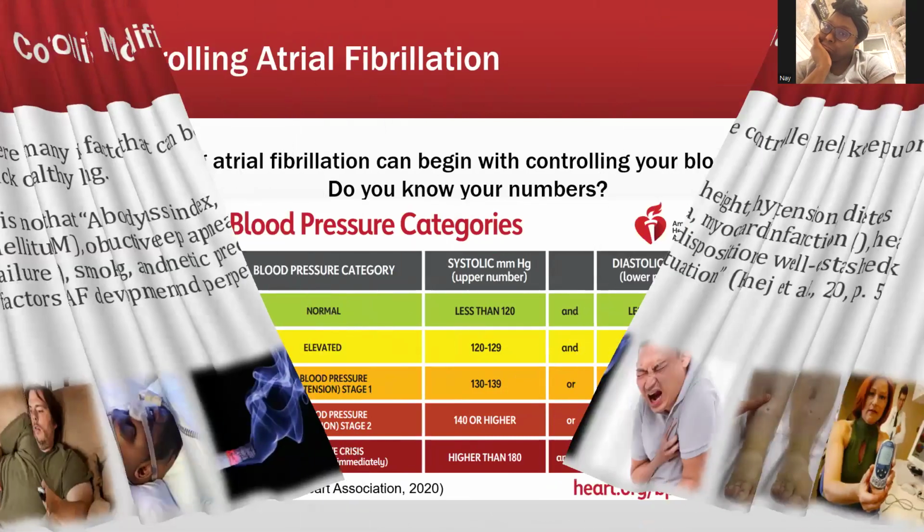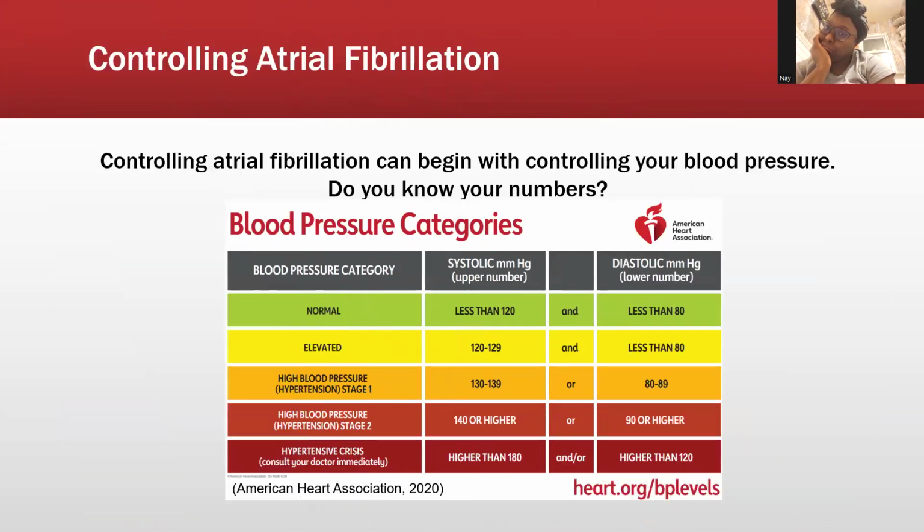So one of the things that they mention again is blood pressure. So atrial fibrillation, it can all begin with helping to control your blood pressure. For many people who don't know what a normal blood pressure is, we want to see your systolic number, which is the pumping phase of the heart, no higher than 120. And your diastolic, when your heart is relaxing, we want that to be less than 80. That would keep you in the normal range.